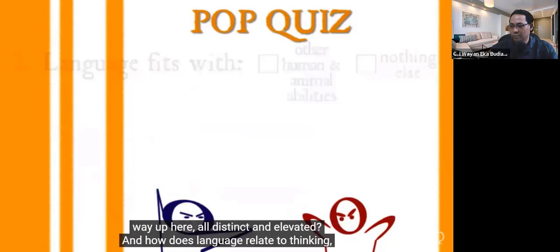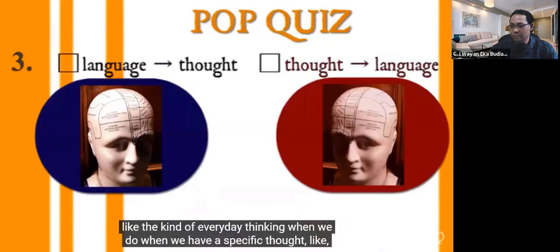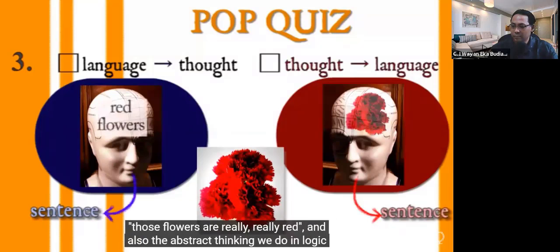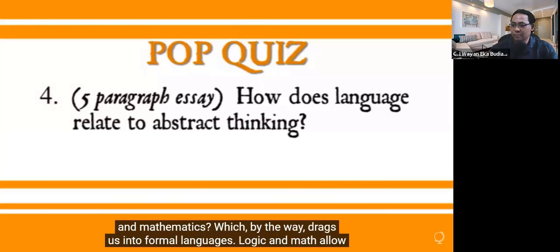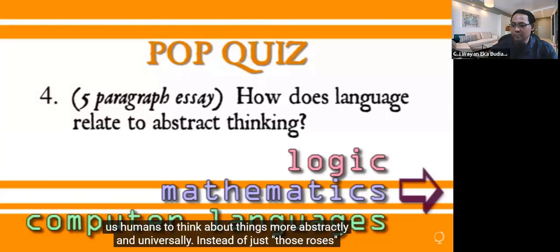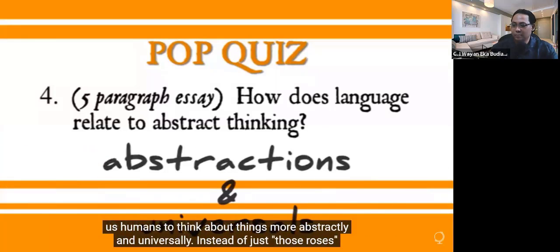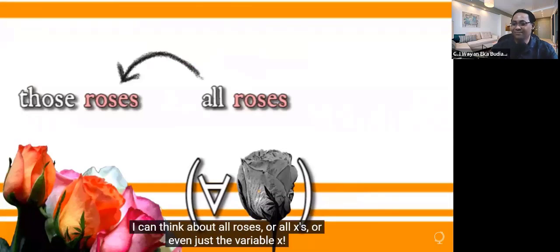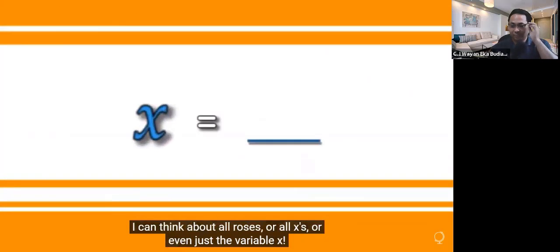And how does language relate to thinking, like the kind of everyday thinking we do when we have a specific thought, like those flowers are really, really red? And also the abstract thinking we do in logic and mathematics. Logic and math allow us humans to think about things more abstractly and universally. Instead of just those roses, I can think about all roses, or all x's, or even just the variable x.